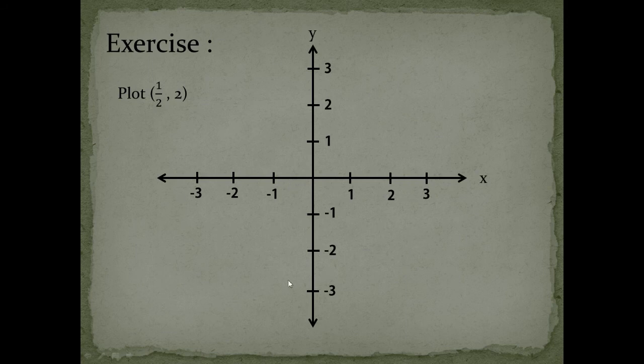All right. Now I want you to try to plot the ordered pair 1/2, 2. Find 1/2, 2. So 1/2 is about half, right? Half x is about here, because 1 is here, half is about here. Now for 2, we go to y equals 2 right here. So the point should be here. And make sure you label it.